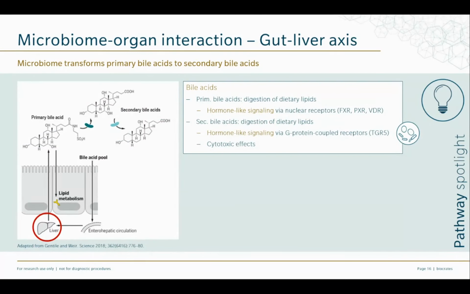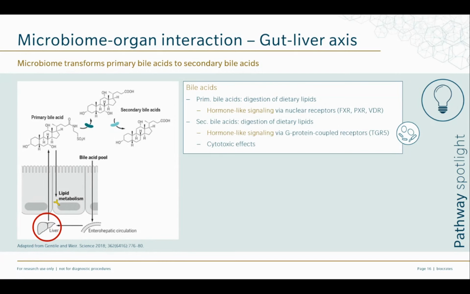So let's first have a closer look at the gut-liver axis and bile acid metabolism. Primary bile acids are produced in the liver from cholesterol and shared to the small intestine, where they facilitate the digestion of dietary lipids. But they exert also hormone-like functions by binding to nuclear receptors, such as the FXR, PXR, or the vitamin D receptor.